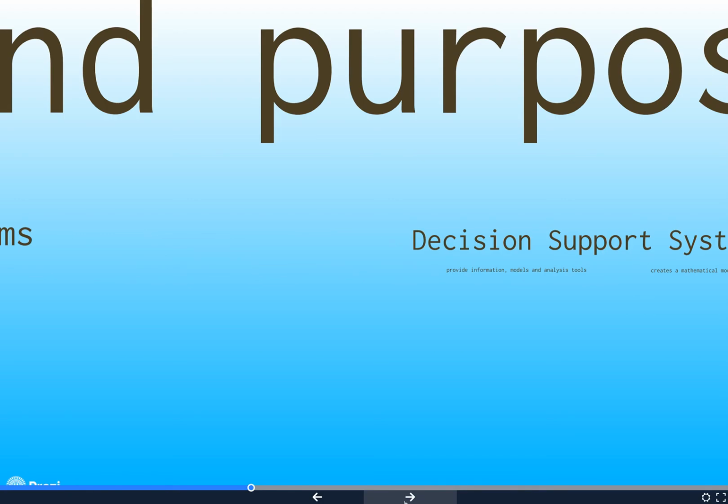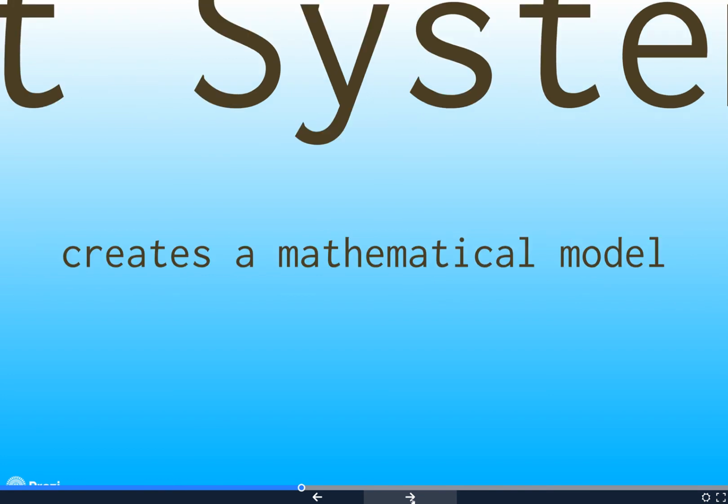The next one is decision support systems. What they do is they provide information, models, and analysis tools so that people can make decisions about certain things about what's happening in the business. They tend to create a mathematical model, and these can be used inside spreadsheets, and we regard them as being able to create statistical tools and trends of things that are actually happening in the real world.